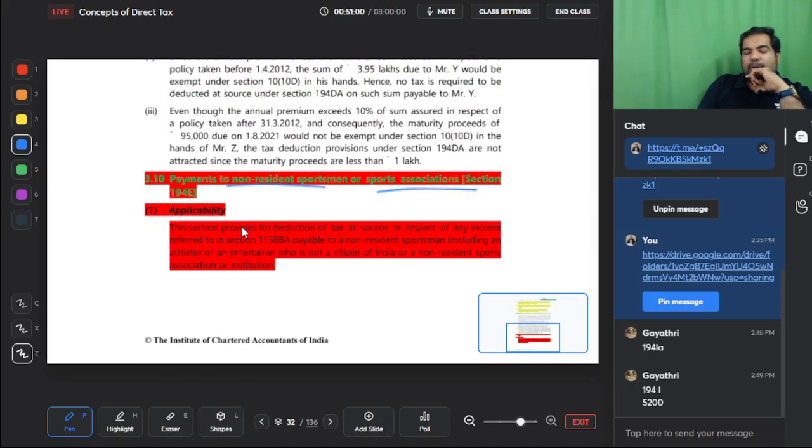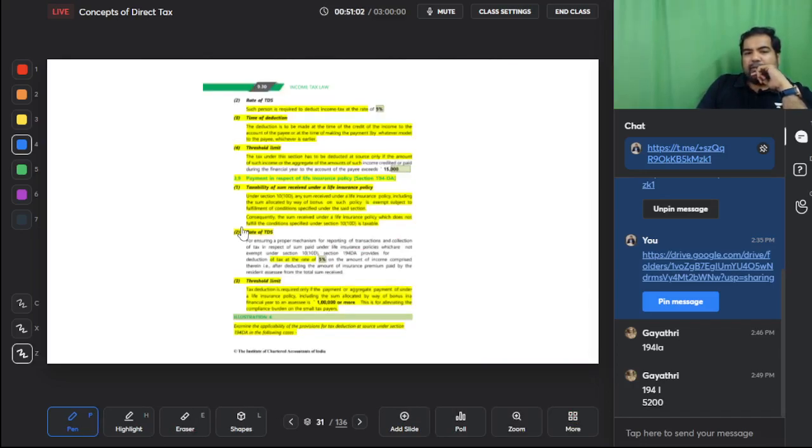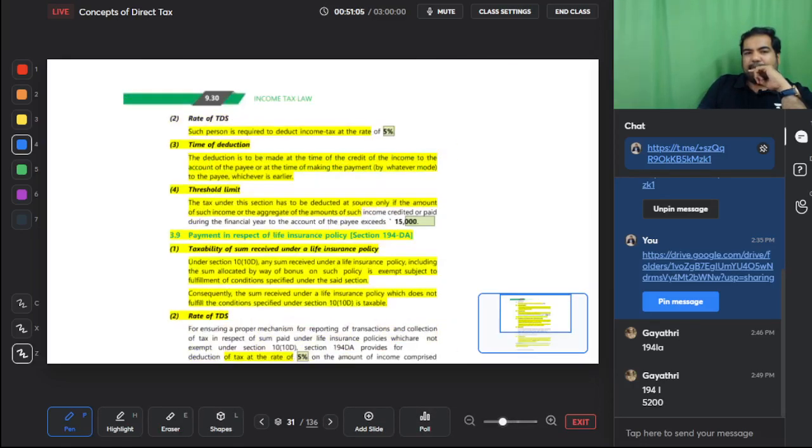Guys, this is not there because non-residents are not there, and hence I'm very sure they will not be questioning that in your exam.